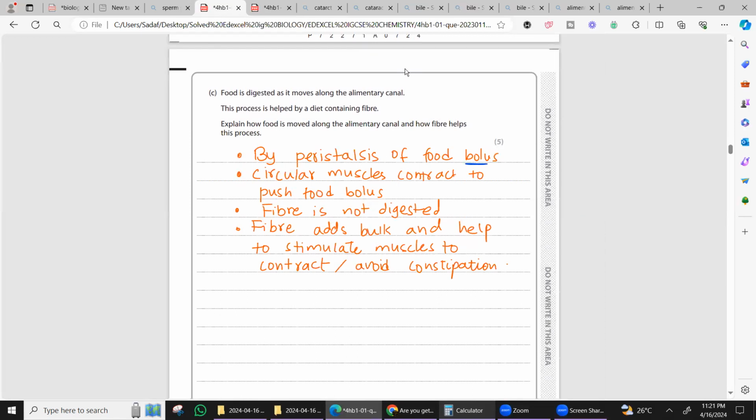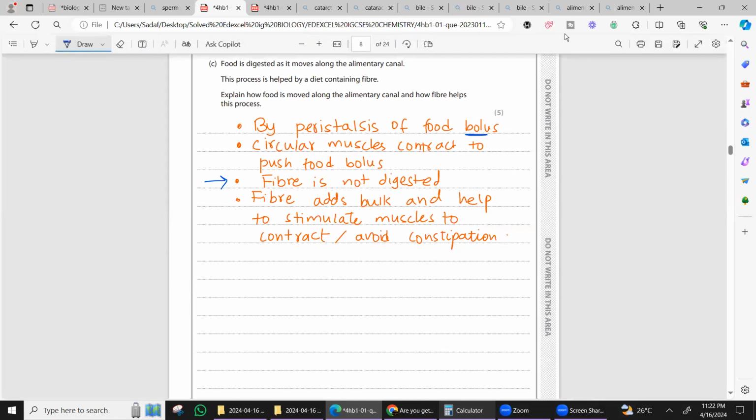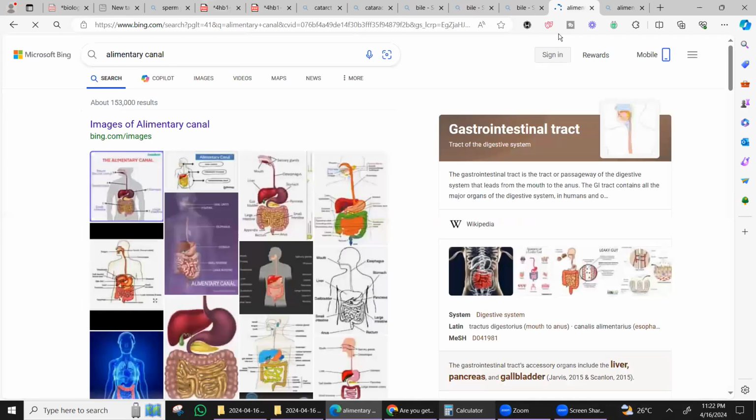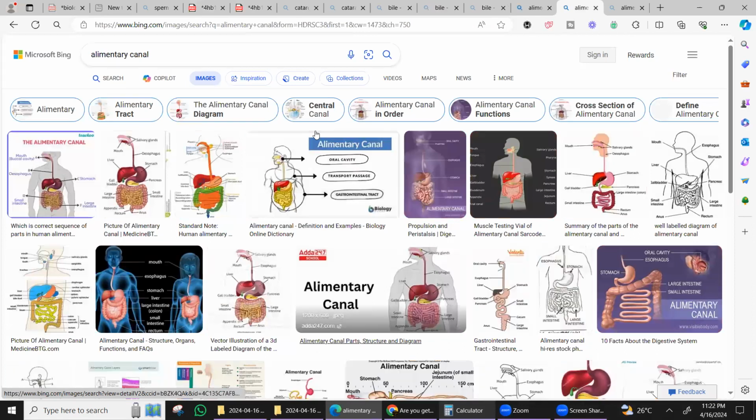and in the alimentary canal there are circular muscles which contract to push the food bolus. What about fiber? Fibers are not digested by our alimentary canal. Fiber adds bulk or roughage, and it helps to stimulate the muscles to contract, and it also avoids constipation. We can see the alimentary canal here. This is the alimentary canal.